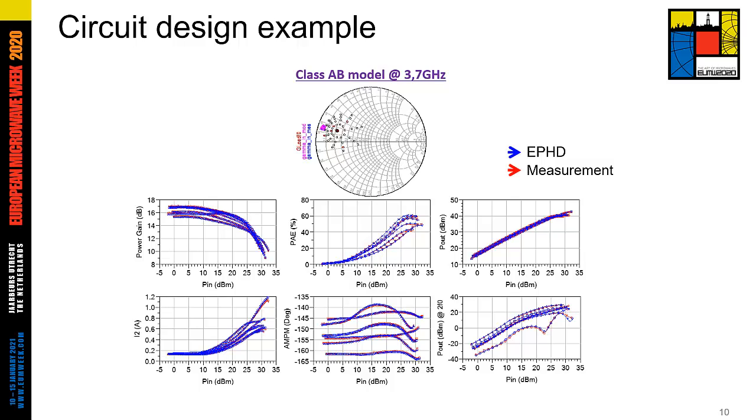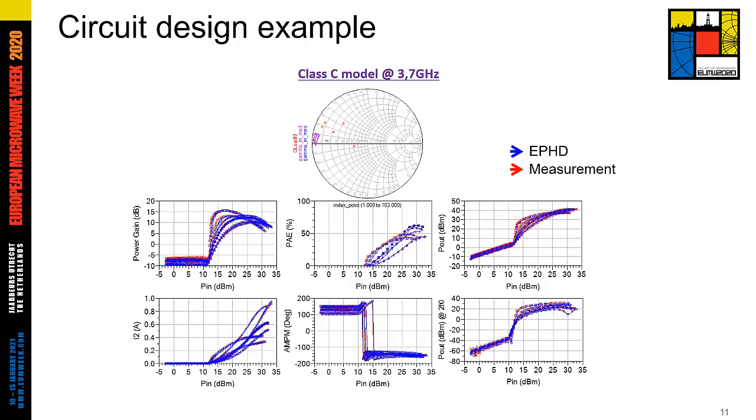First, we extract a model of a class AB transistor at 3.7 GHz. The black dots on the Smith chart are the pattern used to extract the EPHD model. So we can see that the AM characteristic of the model and the measurement are in a very good agreement. Same thing on AM/PM characteristics, on efficiency, on drain current, and also on output power at 2F0 over the input power range. So we can see that our model provides a very good agreement with our measurement for class AB.